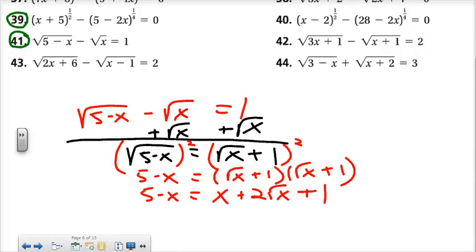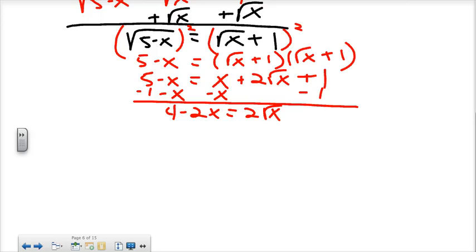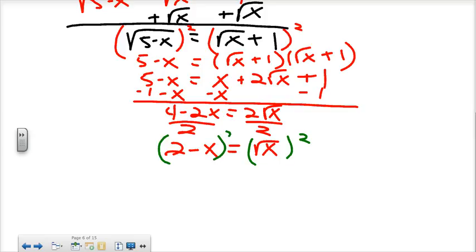Now, what we have to do is isolate the radical. That means we're going to have to subtract the x and the 1 from both sides just to get that radical alone again. And at this point, we would divide by 2 because we can. It's going to work out really nice. And we will square both sides to get rid of the radical.